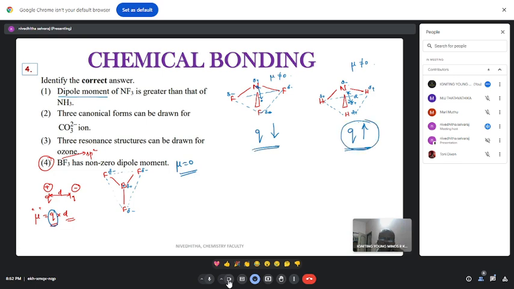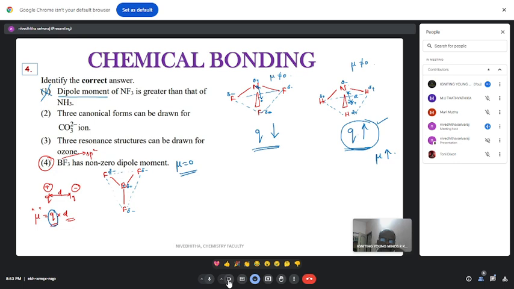NH3 got more Q value. Dipole moment is directly proportional to Q. So here Q is more, dipole moment is also more, right? So the statement here, that the dipole moment of NF3 is greater than NH3, is wrong. Okay, fine. Now we have to check the rest of the statements.